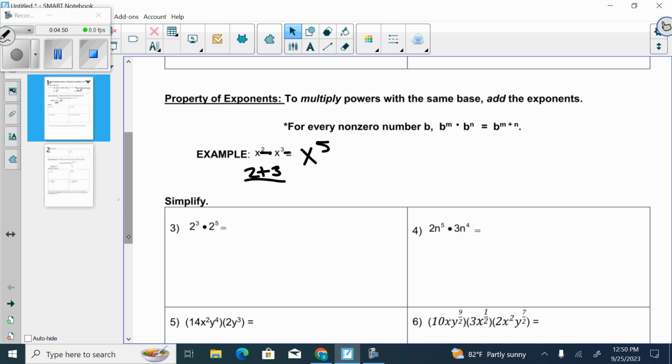All right, on example number 3 right here, what's my base? It's the 2, right? So I keep my 2, and what am I going to do with those exponents of 3 and 5? Add them. And what do we get? 8. Now, in this particular case, this is a number, so you actually could raise 2 to the 8th power if you wanted to. But we're just practicing our laws of exponents right now. All right, number 4. I've got these two numbers that don't have an exponent with them. What am I going to do with that 2 and 3?